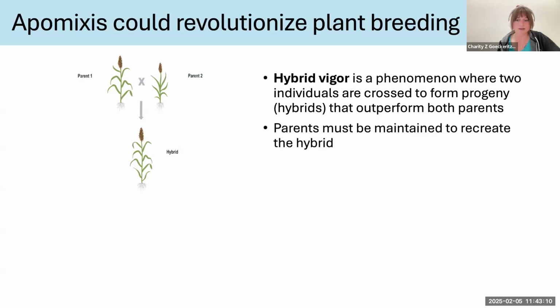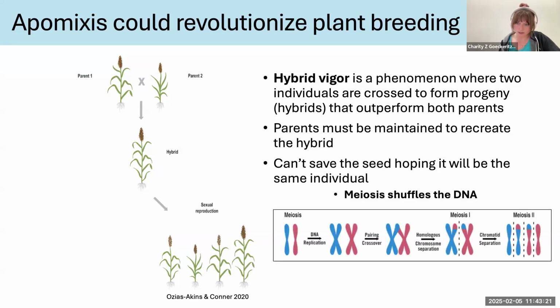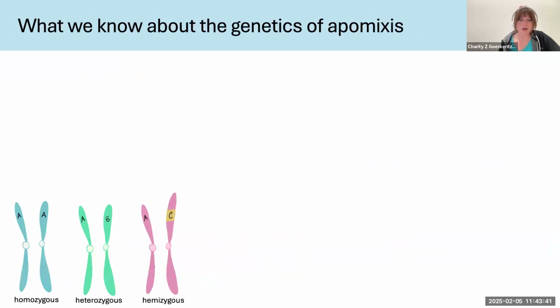But the problem with that is that if your plant is sexually reproducing, you have to keep maintaining those parent lines virtually forever if you want to recreate that really great progeny. And you can't save the seed, even if it happens to be self-fertile, because meiosis occurs and shuffles that DNA in both of the gametes. But if you have an asexual lineage, you can save the seed and it'd be the same individual. So this is a great phenomenon to study for plant breeding and improving that efficiency.